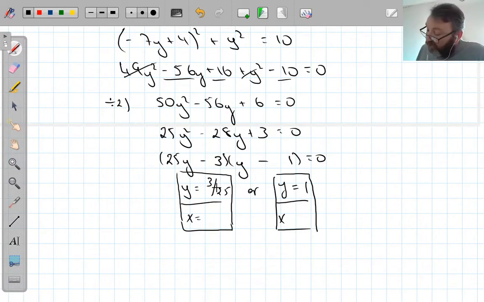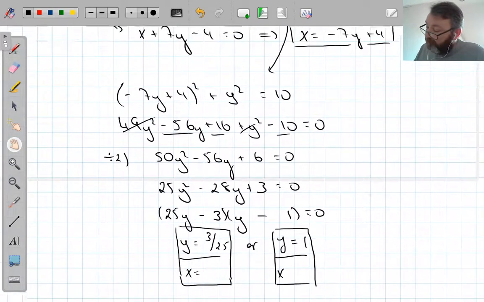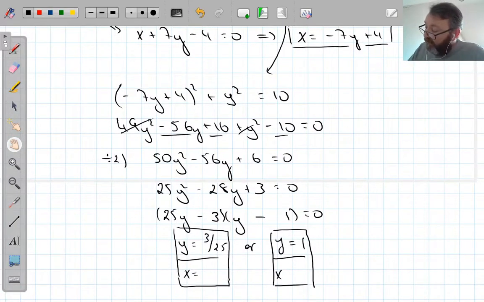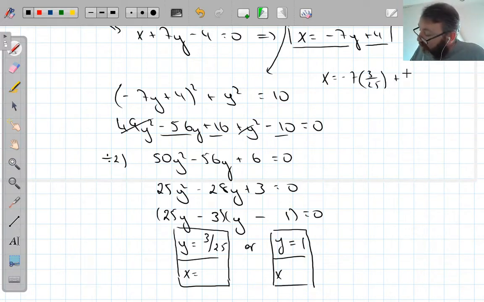So we're going to take 3 over 25 back up to this equation here. Where is it now? That's going to help me to find x. Just let me scroll up here. There we are. So you see up here I've got an equation that allows me to find x. So I'm going to take 3 over 25 back up here. So x equals minus 7 times 3 over 25 plus 4.